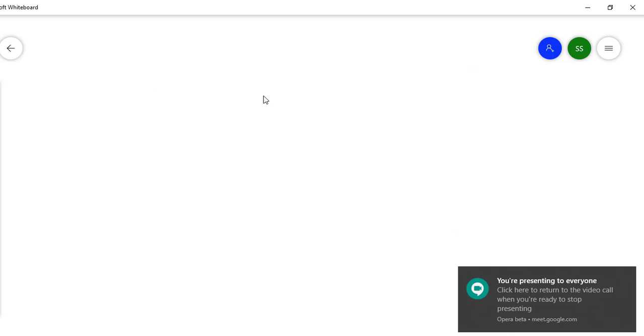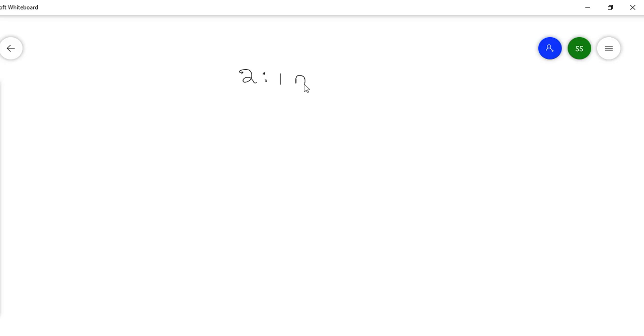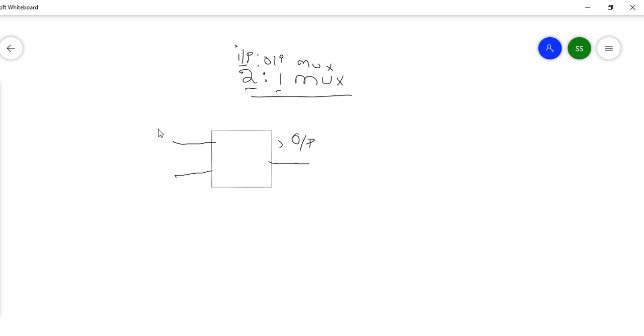We will go with the first example, the 2 is to 1 multiplexer, and how it looks. We can write it like this, 2 is to 1 mux. First we can try the 2 is to 1 mux block diagram, how it looks and how many inputs and how many outputs there are. The pattern of the mux is given as input is to output. So input is 2, output is 1. So we take 2 inputs here and 1 output here. This is my output and these are my inputs.